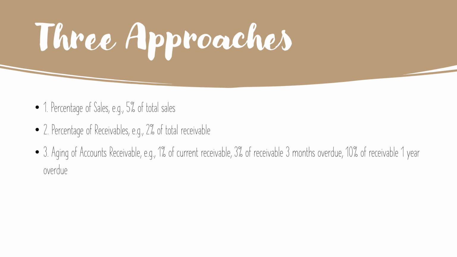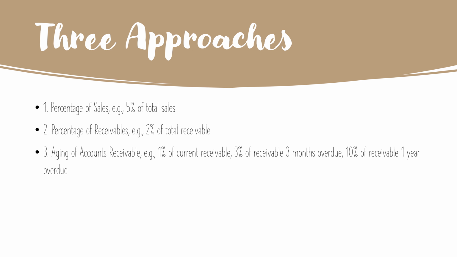There are three approaches to estimate the bad debt. The first one is percentage of sales approach, which is estimating the bad debt as a percentage of sales. For example, 5% of total sales will be uncollectible. The second one is the percentage of receivables approach, which is estimating the bad debts as a percentage of receivables. For example, 2% of receivable will be uncollectible.